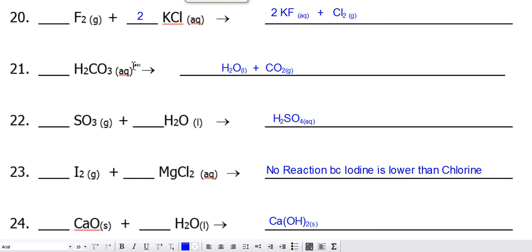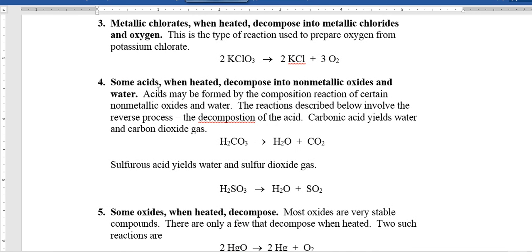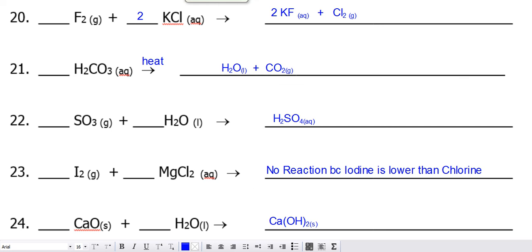We have an acid. When acids are heated, what happens? Some acids, when heated, decompose into nonmetal oxides and water. And again, that happens to be the example. So you need to check the sheet. But anyway, here's the acid being heated. You make water and write whatever's left afterwards.